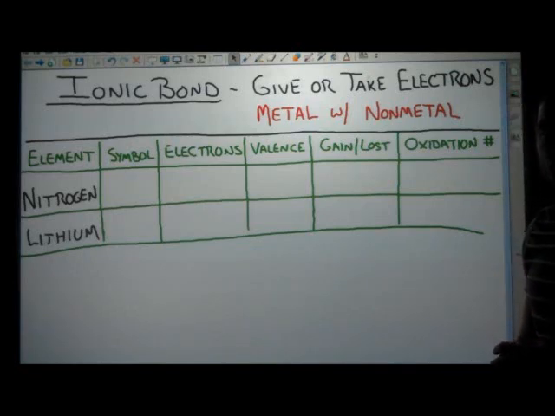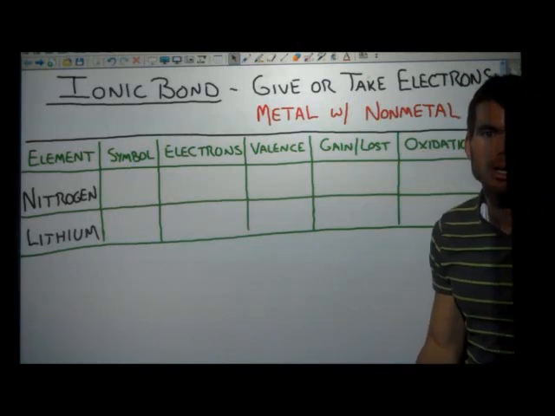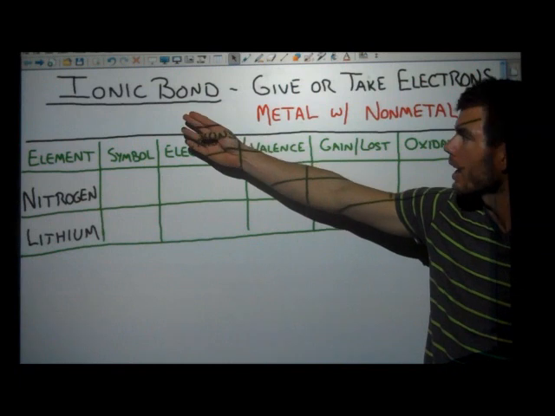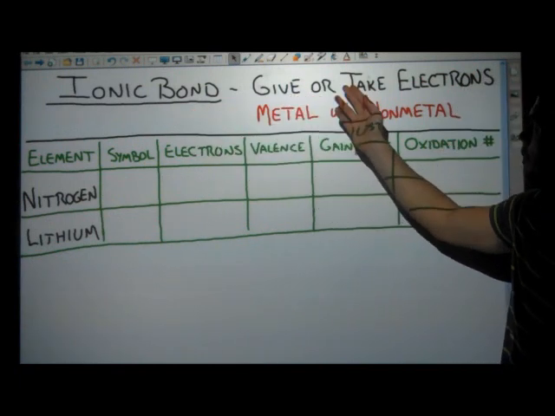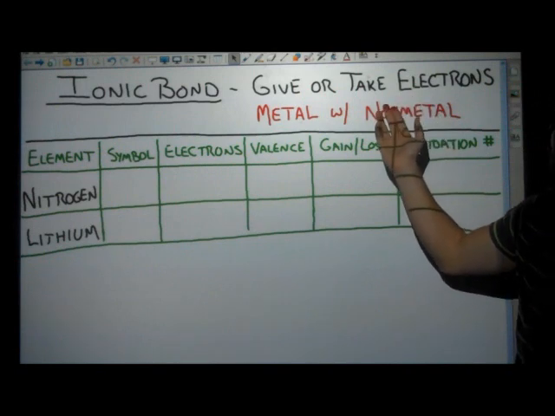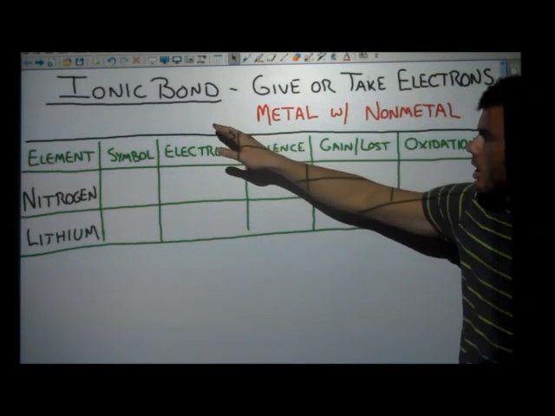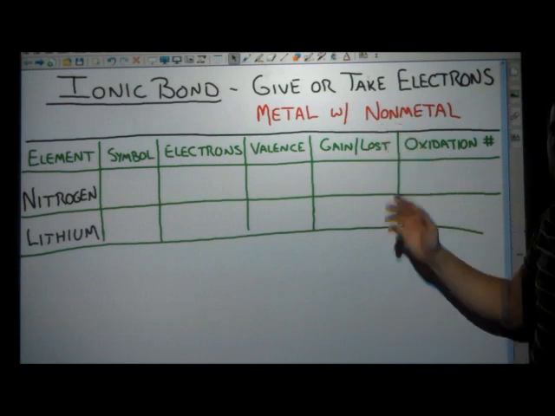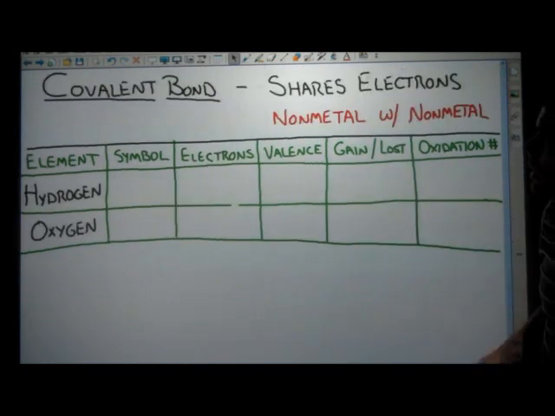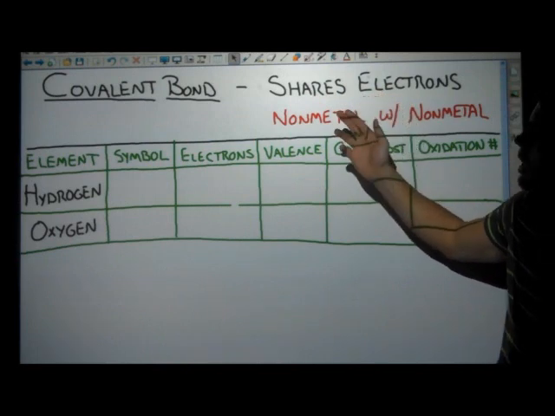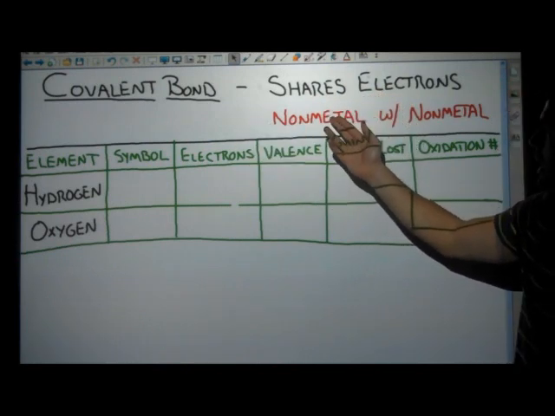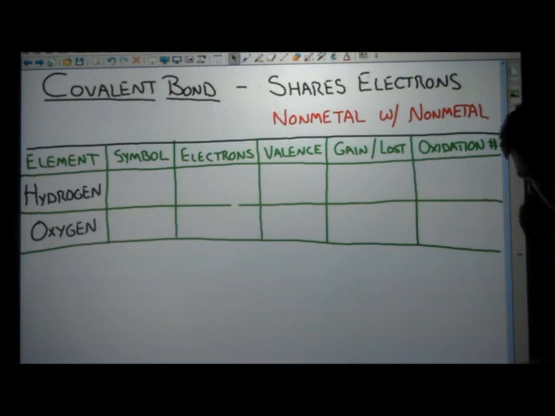Alright, in this lesson we're going to take a quick review of ionic and covalent bonds. Very quickly, remember, an ionic bond is a bond in which atoms will give or take away electrons from another atom. Ionic bonds only happen between metals and nonmetals. In a covalent bond, atoms will share their electrons. Covalent bonds happen between nonmetals and nonmetals.